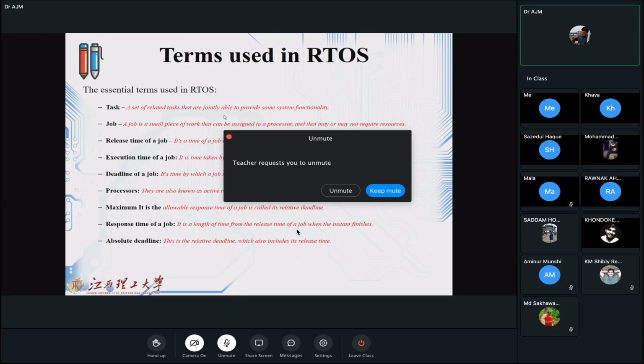Processors are also known as active resources that are important for the execution of a job. The maximum allowable response time of the job is called the relative deadline. The response time of the job is the length of time from the release time of the job until the instant it finishes. And the absolute deadline is the relative deadline plus the release time. These are the terms, and when we work with an RTOS, we should know them.